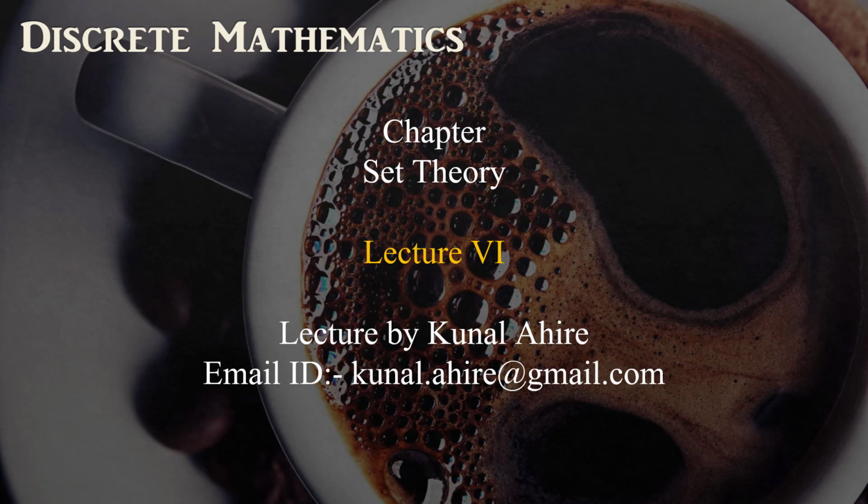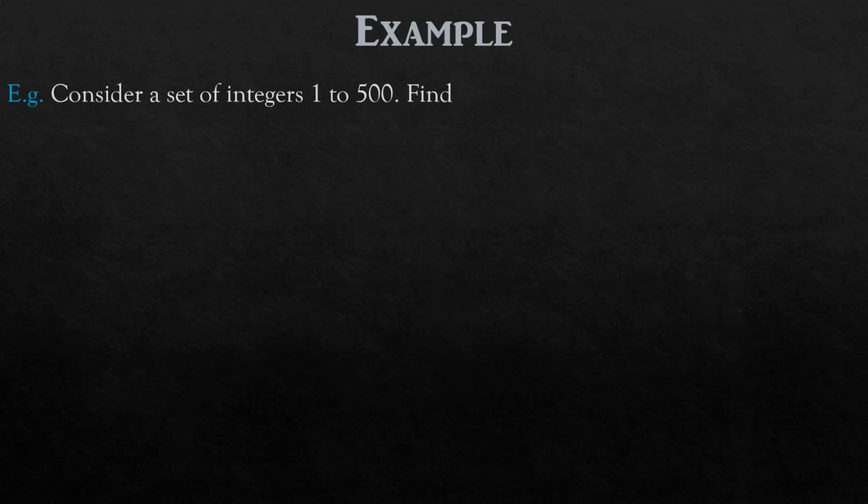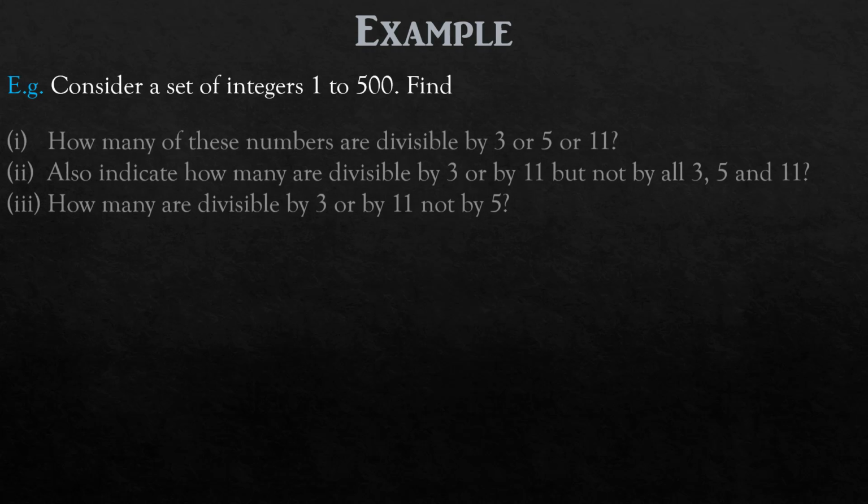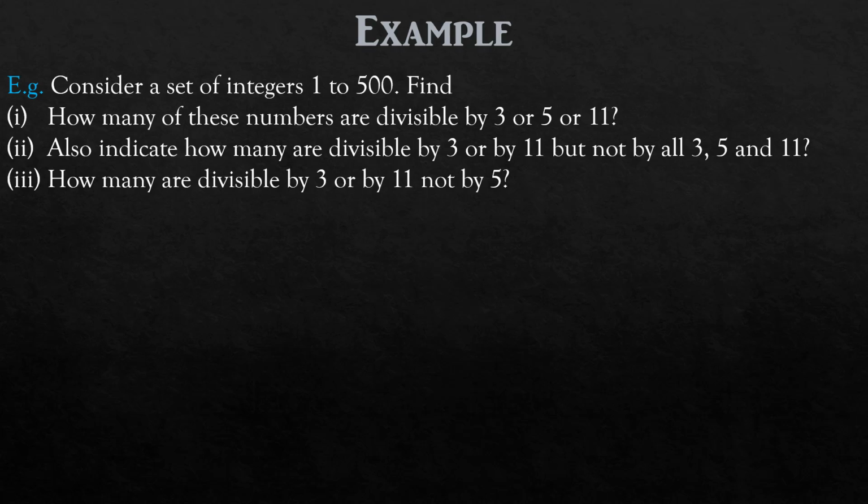Start this lecture with examples related to cardinality of finite sets. Next example, consider a set of integers 1 to 500. Find how many of these numbers are divisible by 3 or by 5 or 11. The second one is also indicate how many are divisible by 3 or 11 but not all 3, 5 and 11. And the third one, how many are divisible by 3 or 11 not by 5.